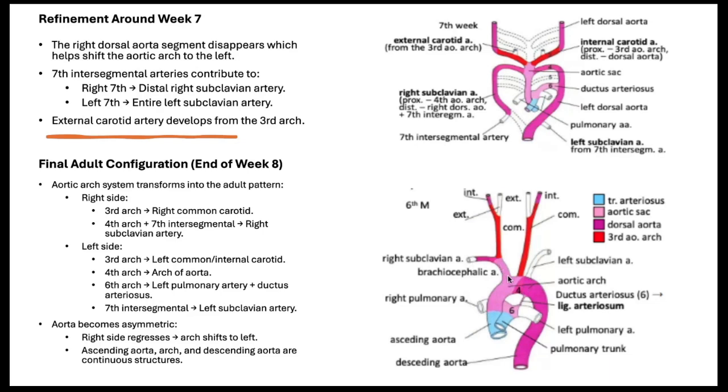On the left side of the heart, the third arch also has a similar fate as the right side. So it also forms the left common carotid artery and the internal carotid artery. The fourth arch gives rise to the main arch of the aorta, and then the sixth arch results in the formation of the left pulmonary artery, and also the 7th intersegmental artery results in the formation of the left subclavian artery, which you can see on the side.